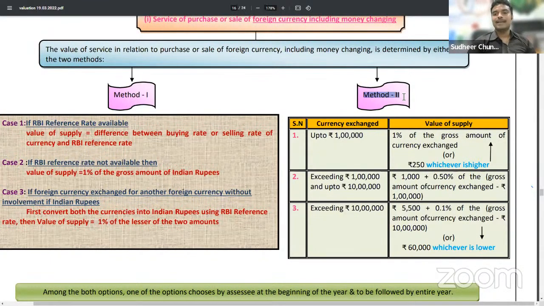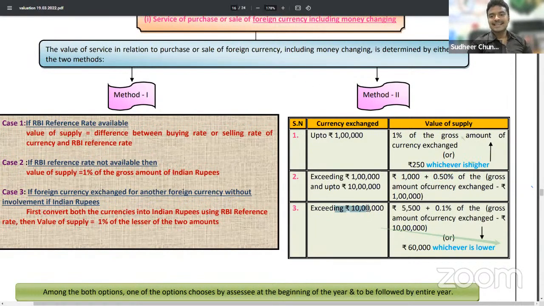Without having any RBI reference rate, simply for first 1 lakh, like income tax slabs they have given here, sir. For the first 1 lakh, you pay the value of the supply. Sir, here value of supply means commission. We assume that for the first 1 lakh, your commission is 1% or 250, whichever is higher. From 1 lakh to 10 lakhs, if you make exchange, we assume 1000 for the first 1 lakh, 1%, plus additionally 0.5% we assume your commission.